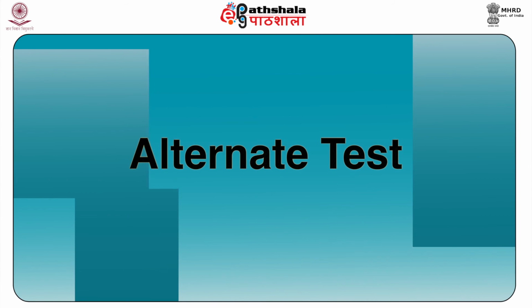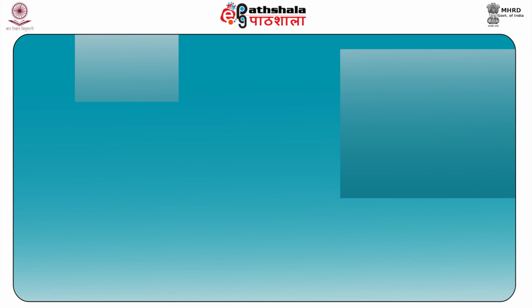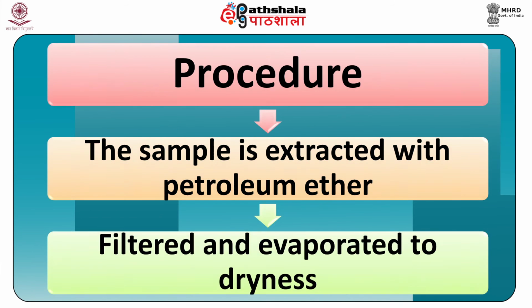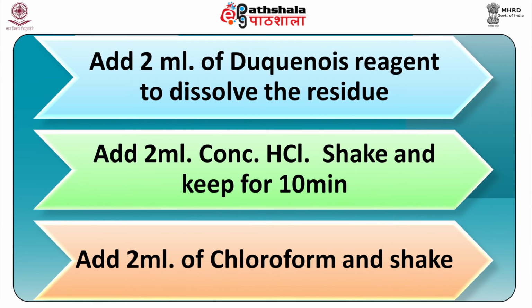Next is the alternate test. First is preparation of reagent. 5 drops of acetaldehyde and 0.4 grams of vanillin are dissolved in 20 ml of 95% ethanol. Procedure: the sample is extracted with petroleum ether, filtered and evaporated to dryness. Add 2 ml of Duquenois reagent to dissolve the residue. Add 2 ml of concentrated hydrochloric acid.